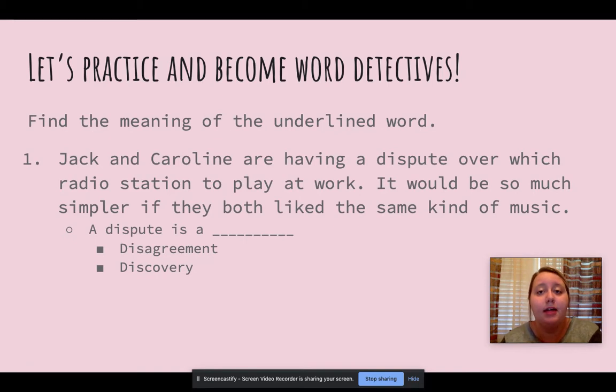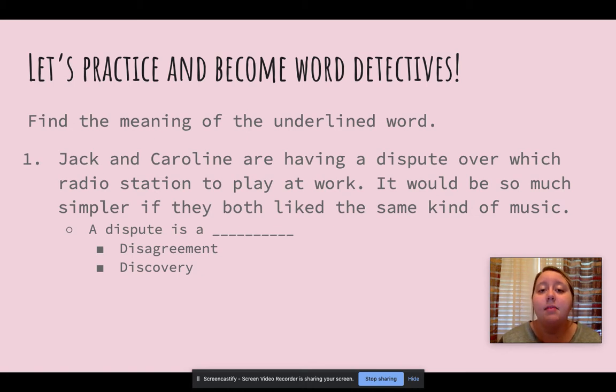So I'm going to help you guys in practicing this together. Really, the only way to really understand context clues is to dive in and practice on your own. So you do have a couple assignments this week where you will be practicing on your own. But for now, let's go ahead and practice this together.